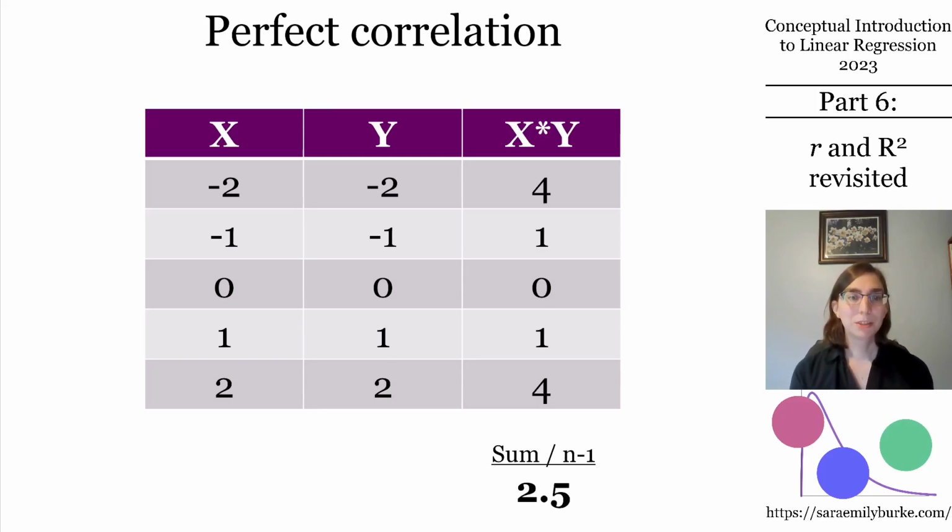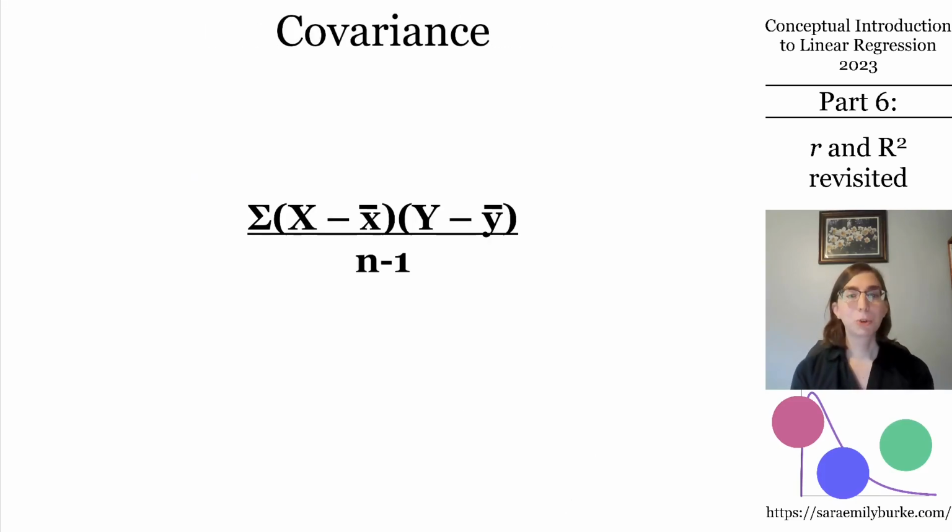If we divide this result by the degrees of freedom, we get 2.5, the covariance. And this works because both variables are centered around 0 already. The formula for the covariance between x and y is shown on the screen. It's what you would get if you centered x and y around their means, then took their product, and added all those products up, and then divided by n minus 1.